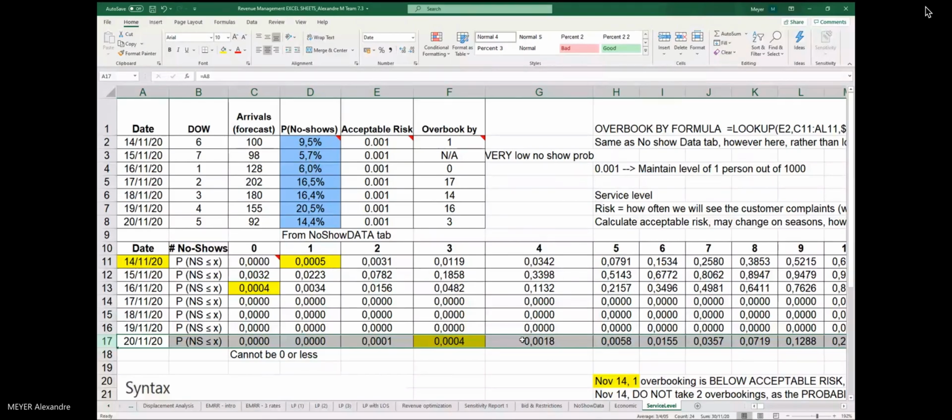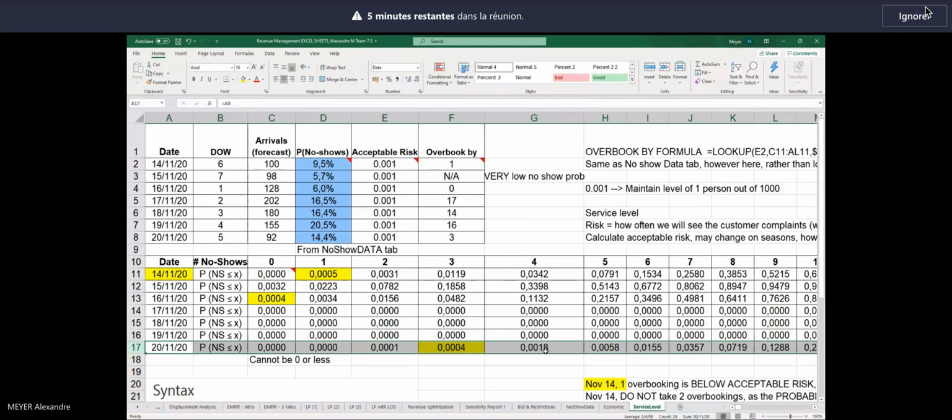Whereas if you overbook by 4, well, you can see that on average, you're going to have 1.8 people out of 1,000 being unhappy. Now, I know you can't have 0.8 of a person, but if you extrapolate that, say I want to do it out of 10,000, right? 1 out of 1,000 is the same as 10 out of 10,000. So here, this would actually be 18 out of 10,000, which means that it exceeds the acceptable risk. So therefore, you will not overbook.